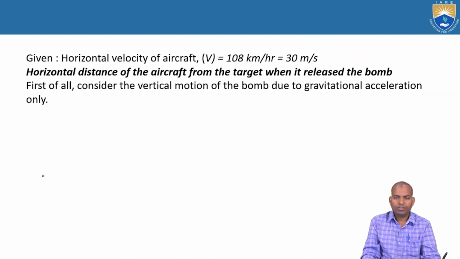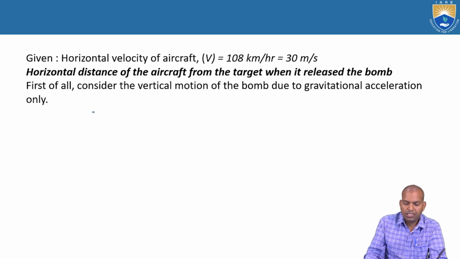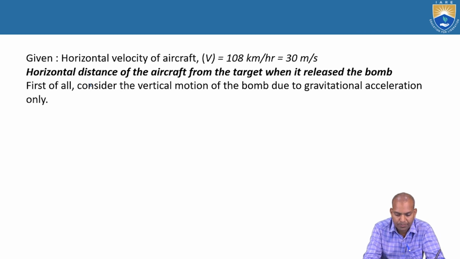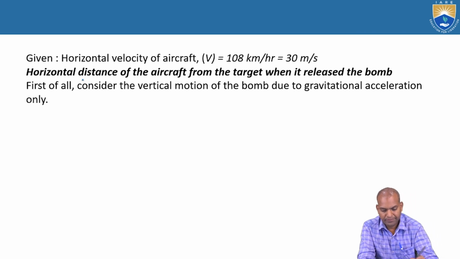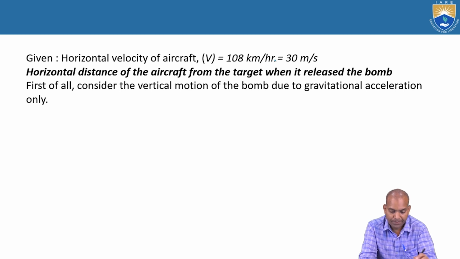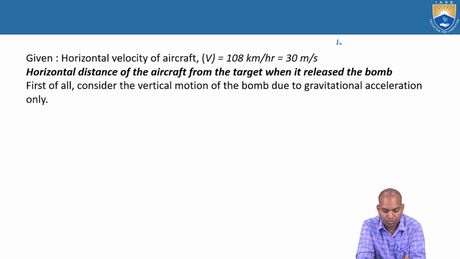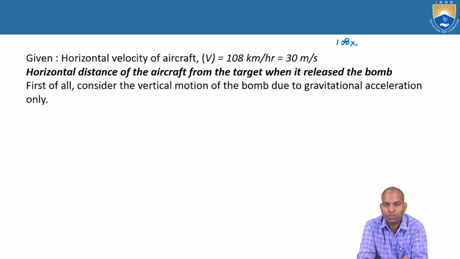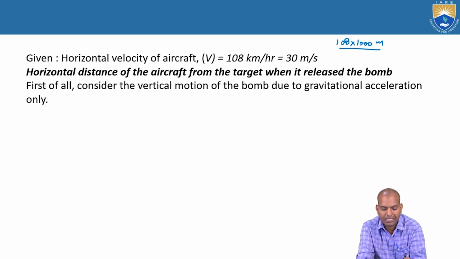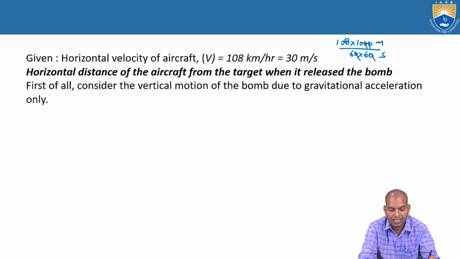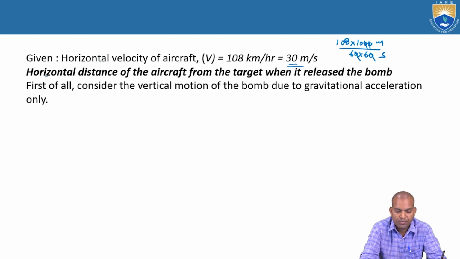Now, what do we know and what do we want? The horizontal velocity of the aircraft is 108 km per hour. If you convert it into meters per second, it becomes 30 meters per second. How to convert: 108 times 1 kilometer equals 1000 meters, and 1 hour equals 3600 seconds. If you calculate and simplify, it becomes 30 meters per second.